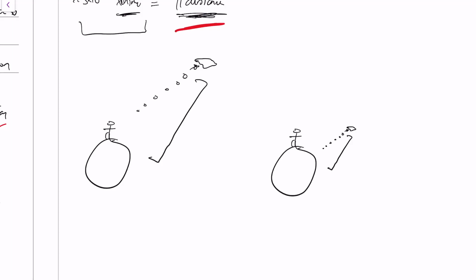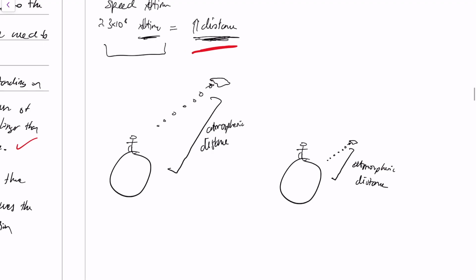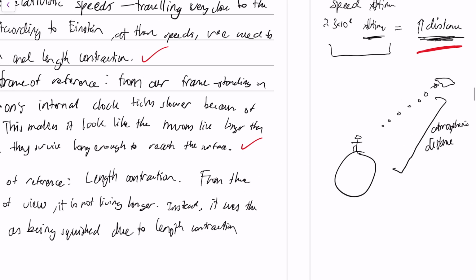The distance has decreased. Atmospheric distance, same here, okay? Atmospheric distance, okay? And because they're traveling so fast, close to the speed of light at relativistic speeds, that distance they're traveling is actually going to decrease from their point of view, their frame of reference. Okay?